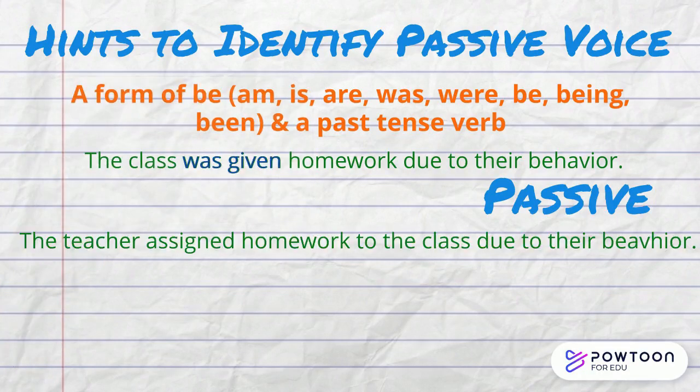In the second sentence, the verb would be assigned. It is past tense, but notice there's no form of be with it, so it would be active voice. The teacher performs the action of assigned.